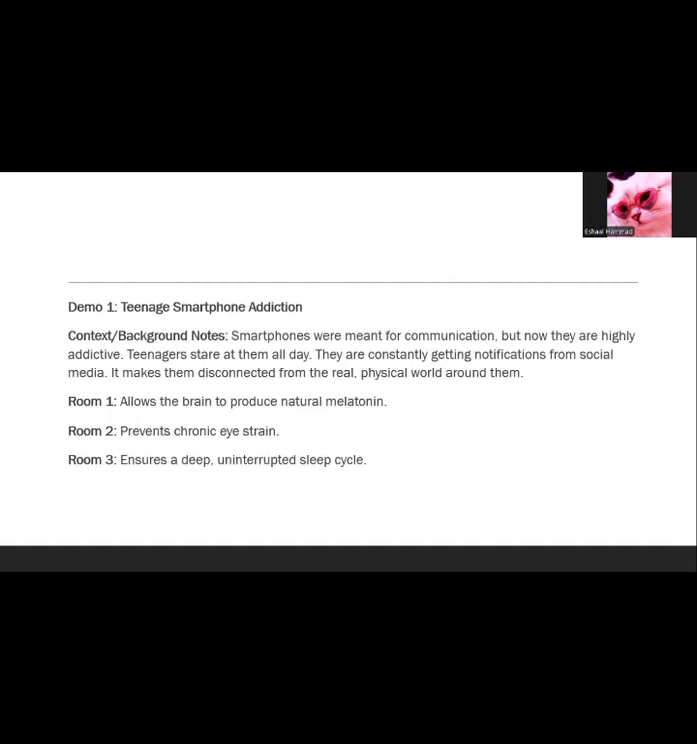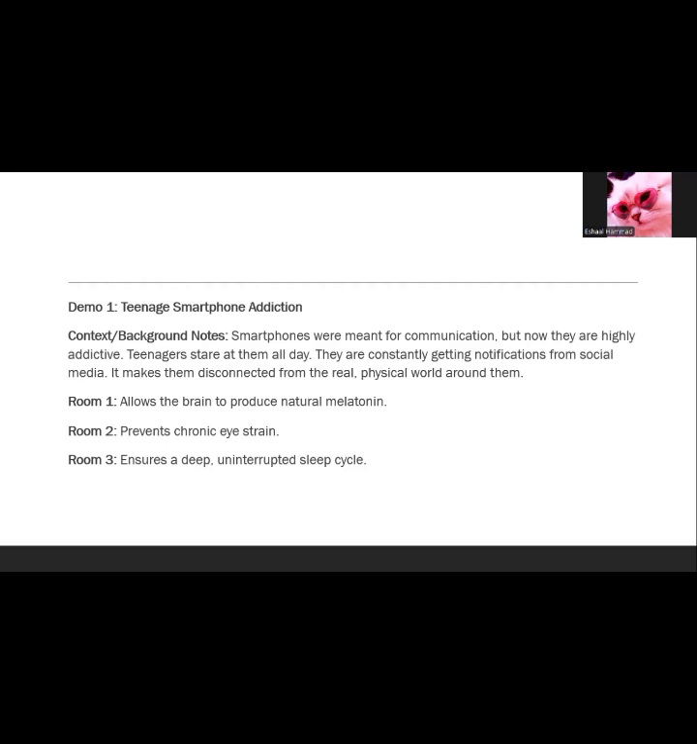So we have our context. The topic is teenage smartphone addiction. Context or background notes are there so that you can make your introduction paragraph. Smartphones were meant for communication, but now they are highly addictive. Teenagers stare at them all day. They are constantly getting notifications from social media. It makes them disconnected from the real physical world around them. Now, this is the context.